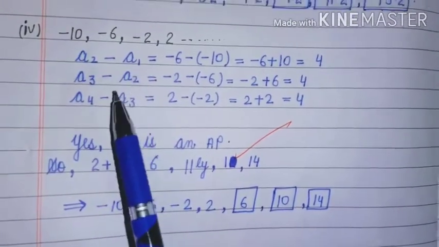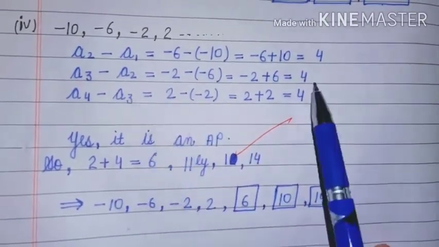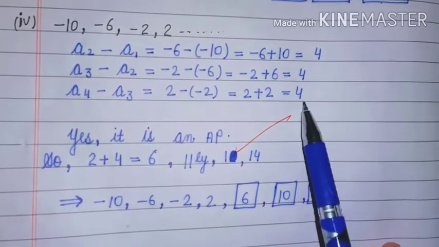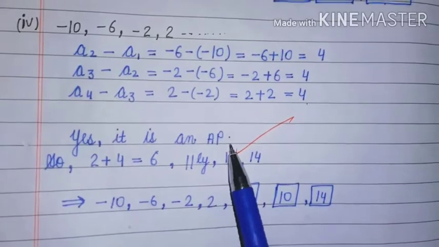Next part is minus 10, minus 6, minus 2 and 2. Now again we will check the value of D. So A2 minus A1 you will solve and you will get 4. In the second case also you will get 4. Third case also you will get 4. If the common difference is same, then we can say it is AP.